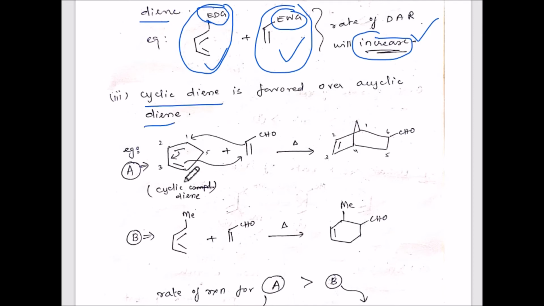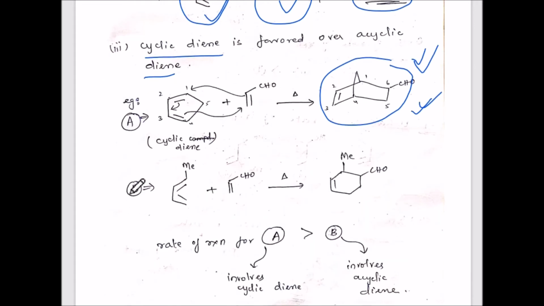Yeah, you see here this is a cyclic diene. Okay, and you have a dienophile, the same thing, and it is thermal condition because it's a Diels-Alder reaction. If a cyclic diene is involved, the product will be a bridged product. You remember this point. So if you have a cyclic diene, then with a dienophile, if you try to do a ring closure, you see you end up with a bridged product like a norbornyl system, right?